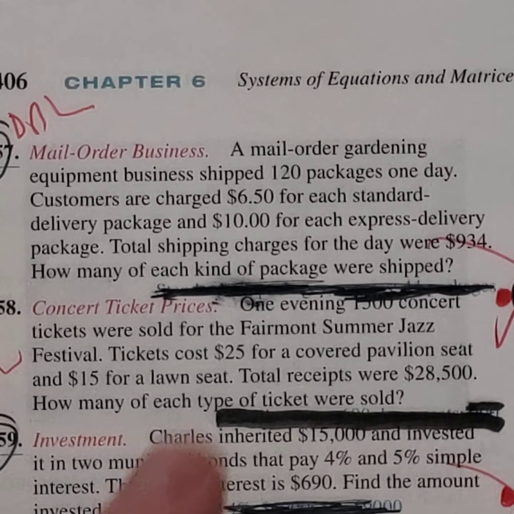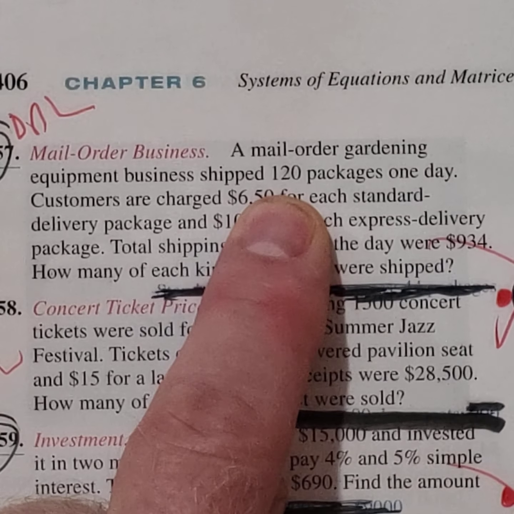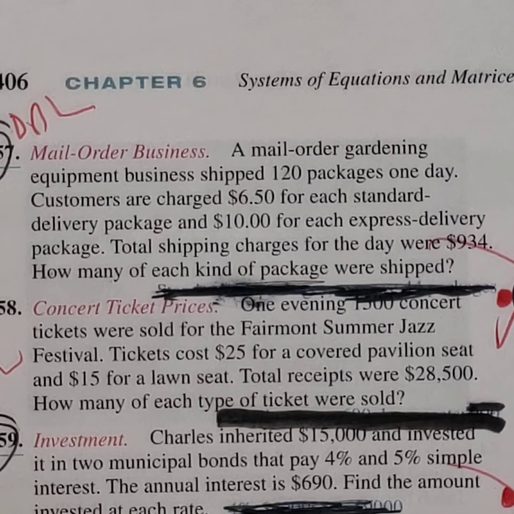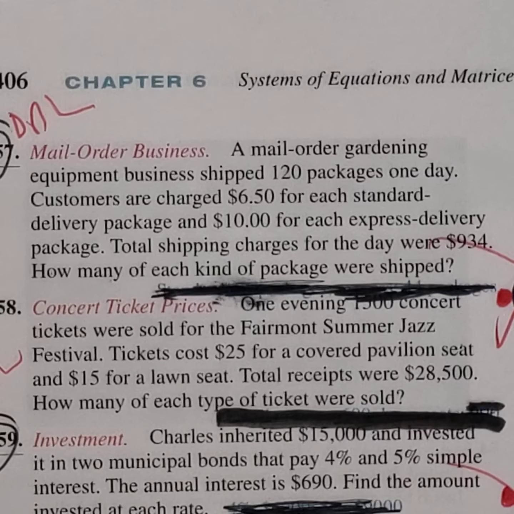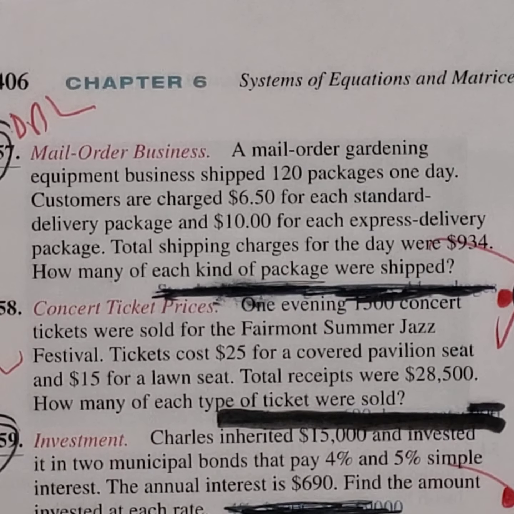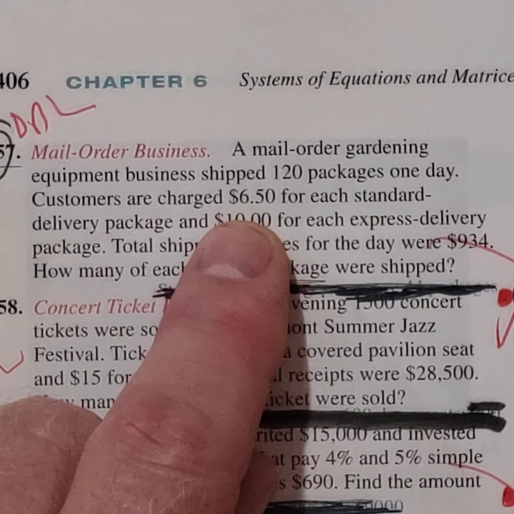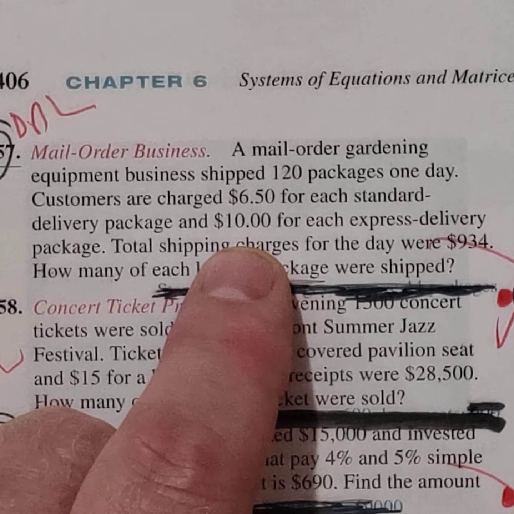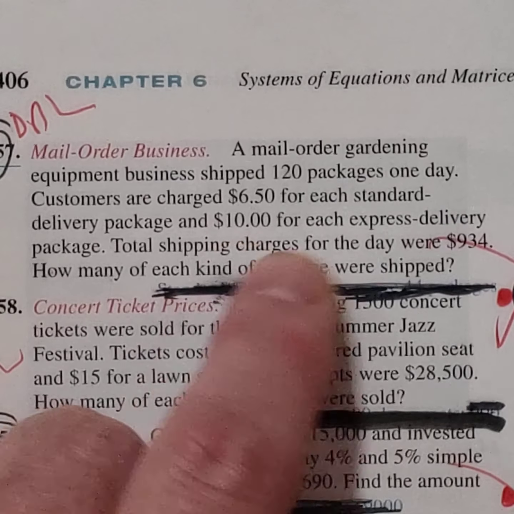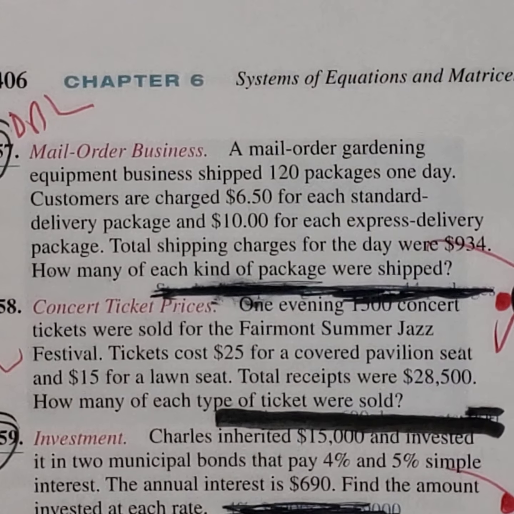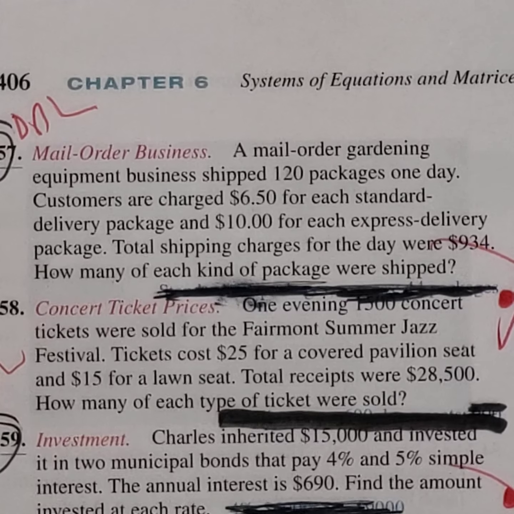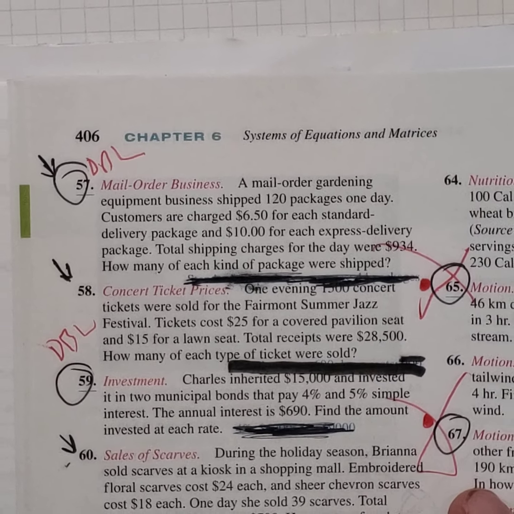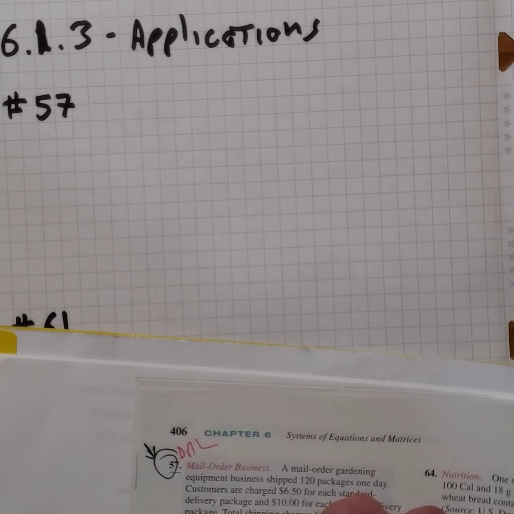And our two restrictions are, the first one, we're told that there were a total of 120 packages. Okay, so that means that the standard ones plus the express ones have to add up to 120. And the second restriction is given by this. The standard ones cost $6.50 each. The express ones cost $10 each, and the total was $934. So two different restrictions, one on the number and one on the amount of money. And that's going to give us a couple systems here.